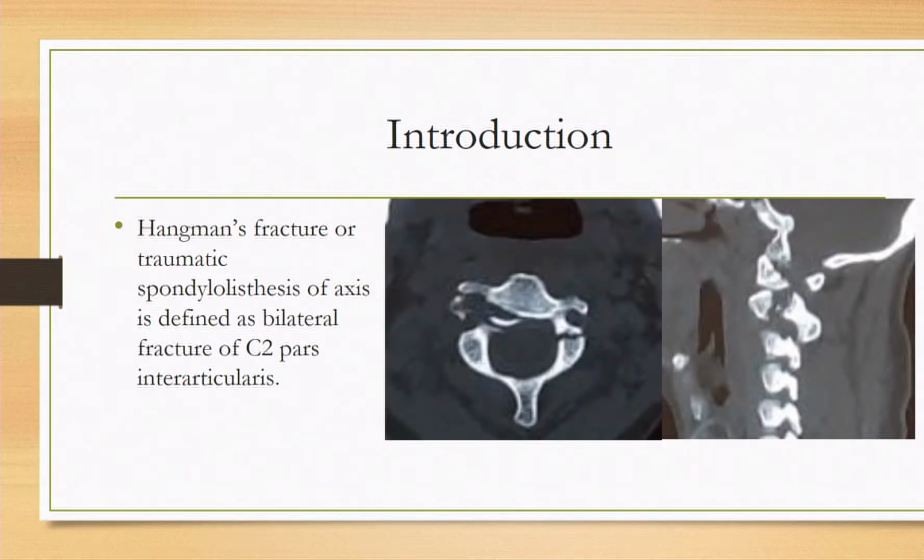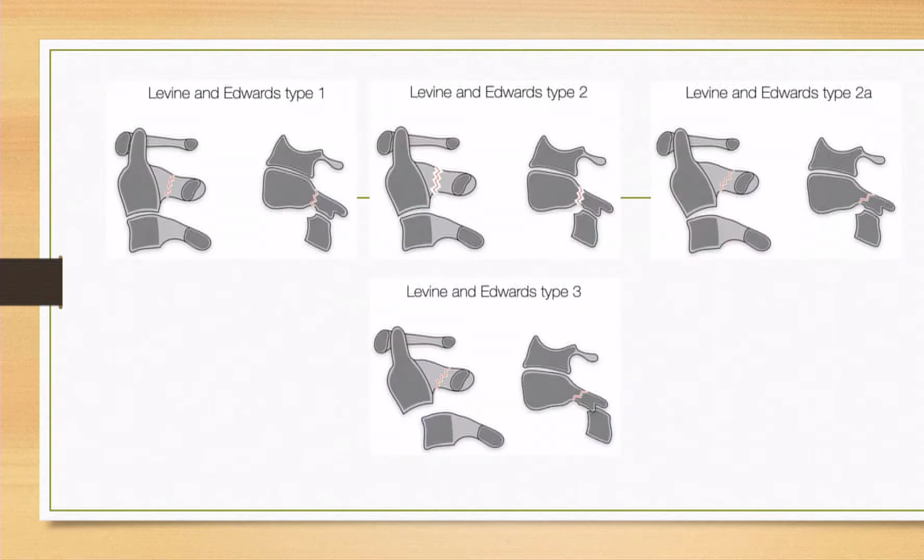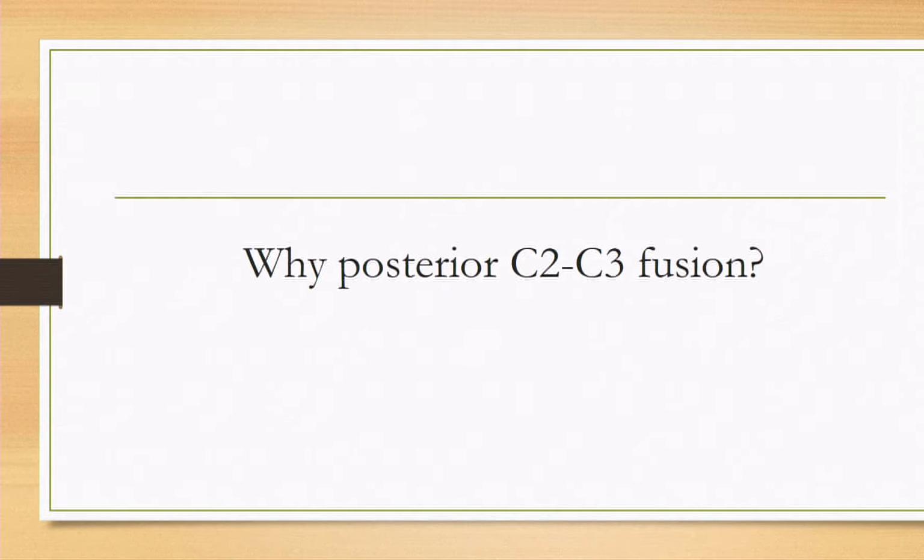So Hangman's fracture, as we all know, is the traumatic spondylolisthesis of the pars interarticularis, also defined as a bilateral fracture of the C2 pars interarticularis. It has been further classified and treated depending on the displacement and relationship between C2 and C3. We are mostly focused on unstable Hangman's fracture here, which is Levine-Edwards type 2 and above. So why posterior C2-C3 fusion?